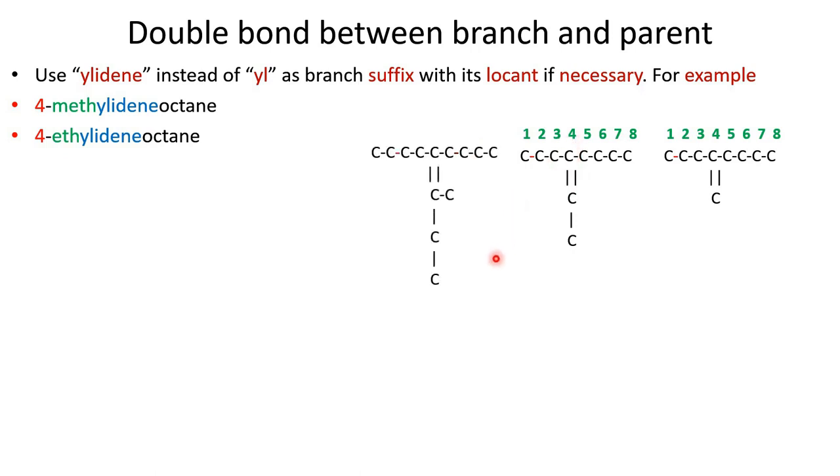What about this complex branch? This is the parent chain in this compound and the name of this compound will be like this. This is a complex branch, that's why we have enclosed it in parentheses. This "but" shows that there are 4 carbons in the branch.